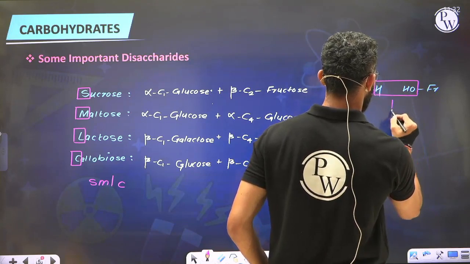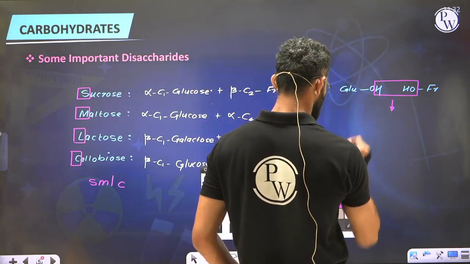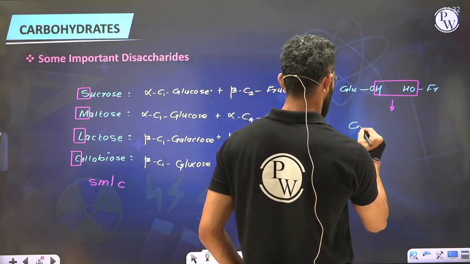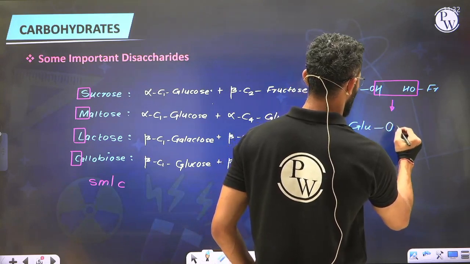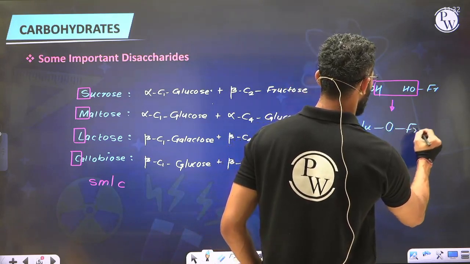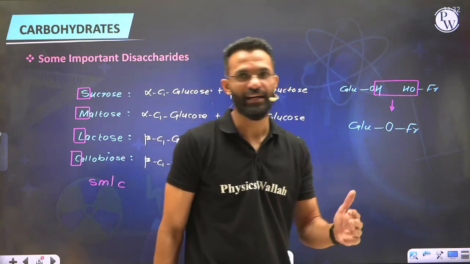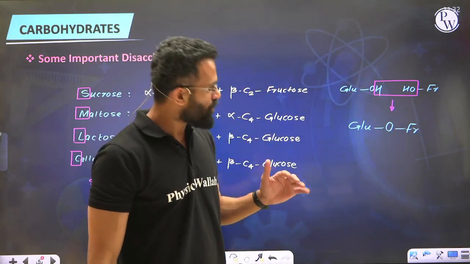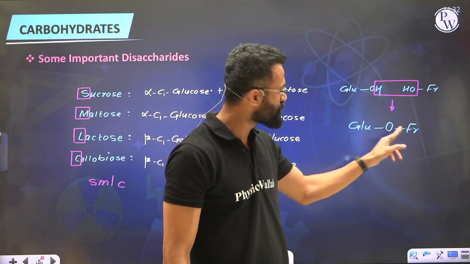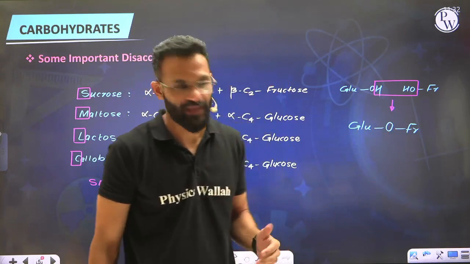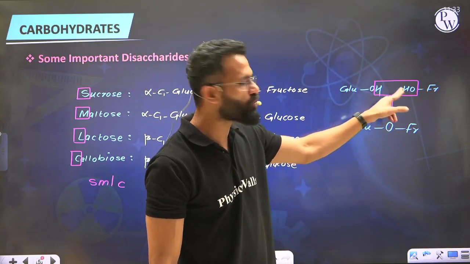by elimination of water. Let's say if I do elimination of water from here, you will see glucose is connected to fructose via this ether type of linkage. This ether type of linkage is what we call a glycosidic linkage. So okay, we know it is a glycosidic linkage which is going to hold these two monosaccharides together. But how do we know this glycosidic linkage is obtained by condensation between which two OH groups?